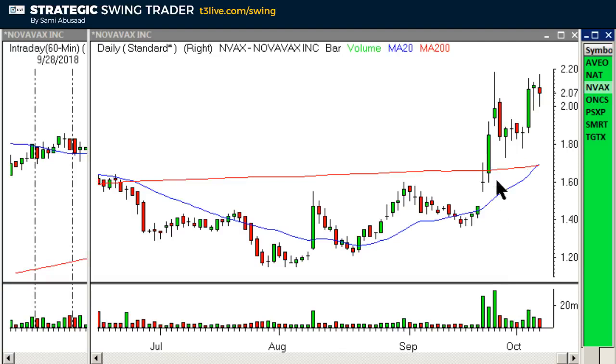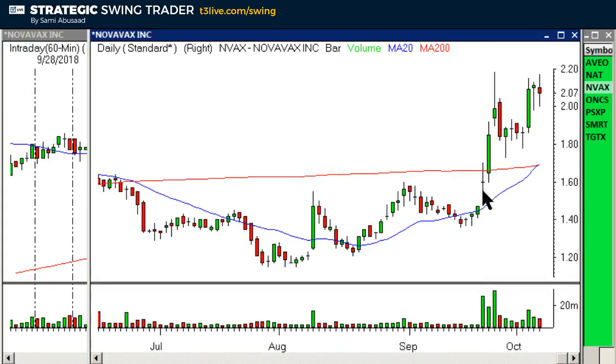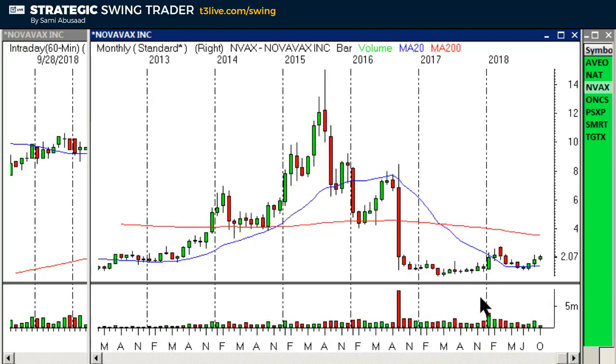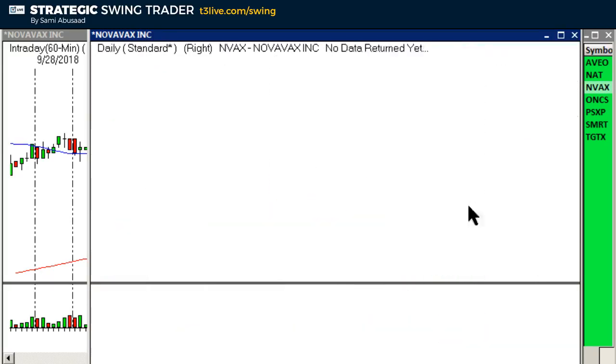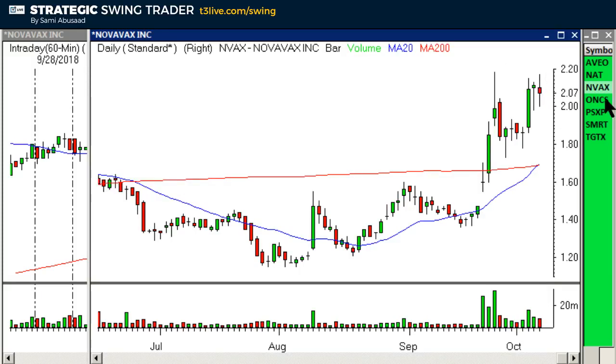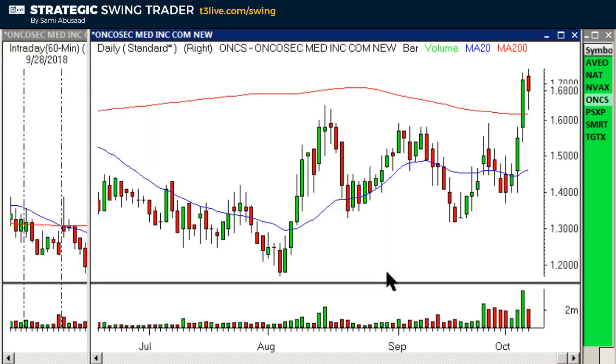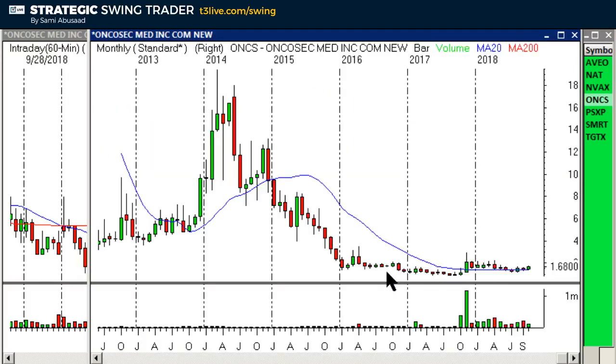NVAX, I feel bad I'm not in it because I was actually in it that day, but it closed weak and I got out of it. Monthly is just gorgeous. So I like it higher as a long-term trade. Up where it is here is extended, but I'm going to watch it for some consolidation to get back in it. ONCS has a 1, 2, 3 pattern on the daily and has a beautiful monthly chart, similar to the NVAX.